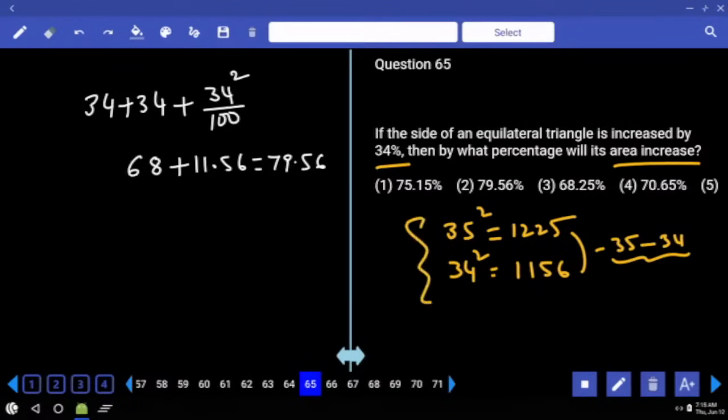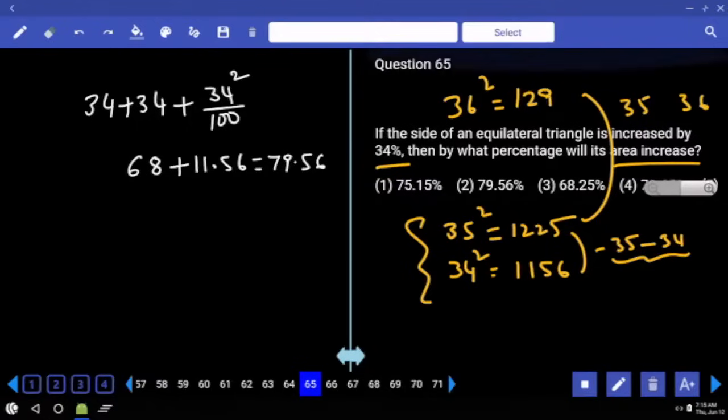Is that understood? If you want to calculate 36 square, to this you have to add 35 and 36. Both together 71. Then it becomes 1296. Okay? What I did is a plus 1 whole square, a minus 1 whole square. This is what I did.